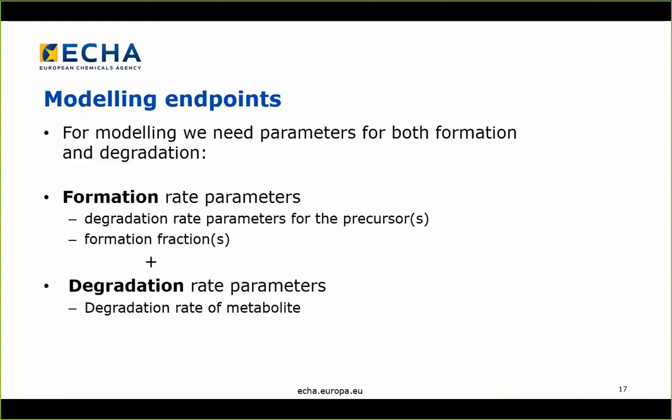So for modeling parameters, we need to understand both the formation and degradation phase. Okay, so for the formation rate parameters, that's the degradation rate of the precursor. For a primary metabolite, the precursor will be your parent substance. And you need the formation fraction to tell you what fraction of the precursor is degraded via the metabolite. And you also need to understand the degradation rate parameters, and that will be the degradation rate parameters of the metabolite. Okay.